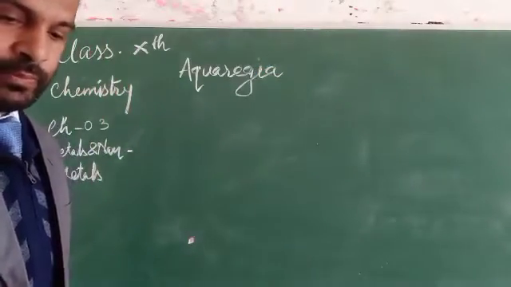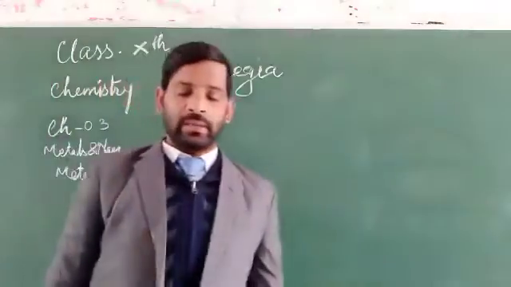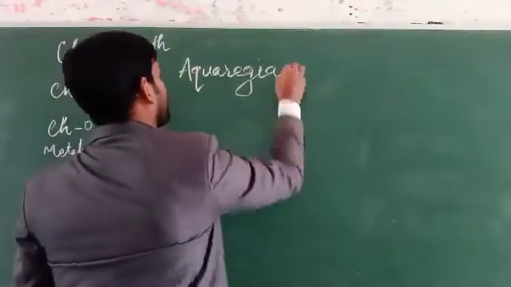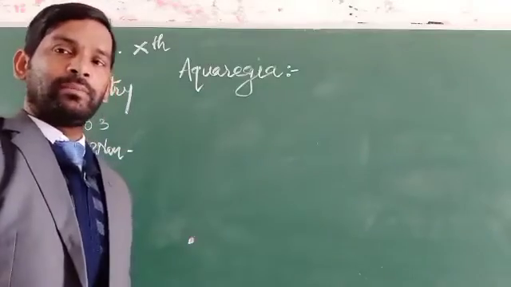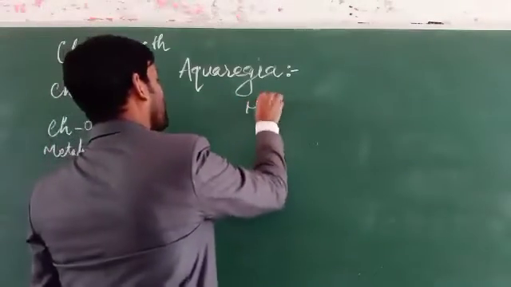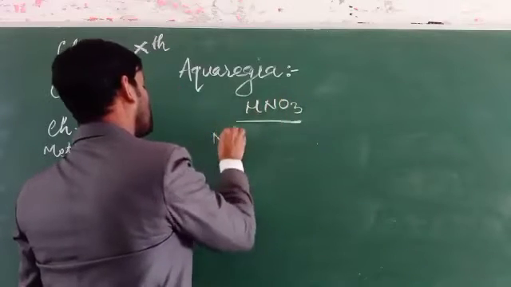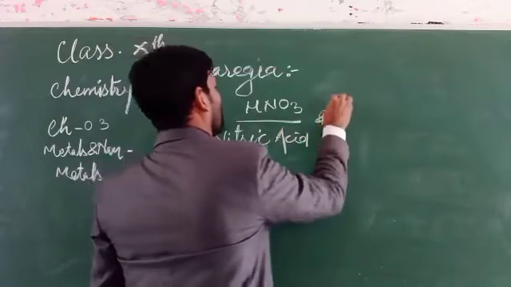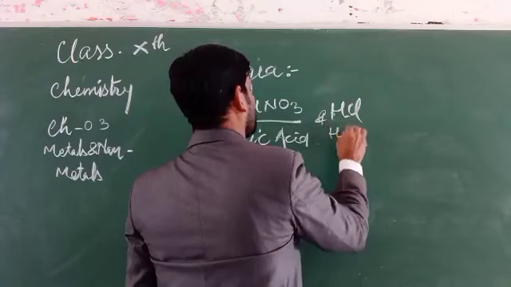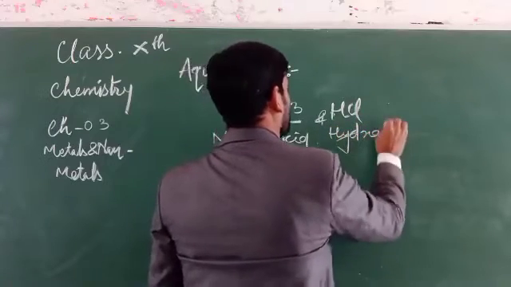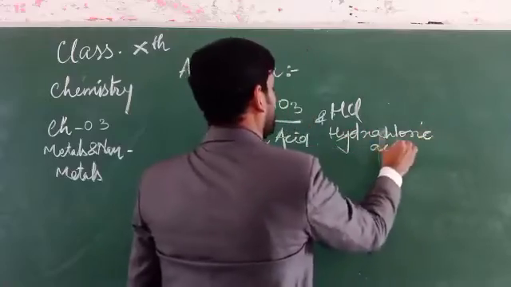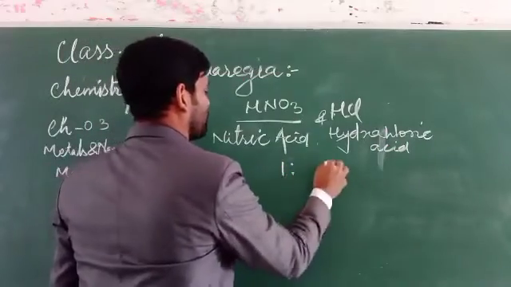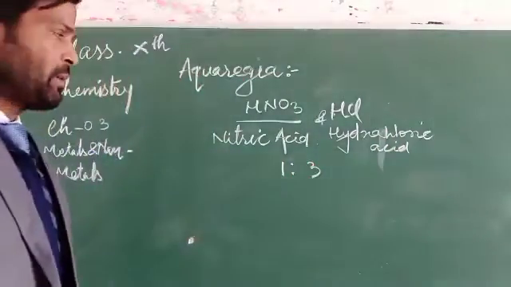Aqua regia is what? Aqua regia is a freshly prepared mixture of nitric acid and hydrochloric acid, HNO3, that is nitric acid, and HCl, that is hydrochloric acid. But in a very particular ratio, that is the ratio should be 1:3.